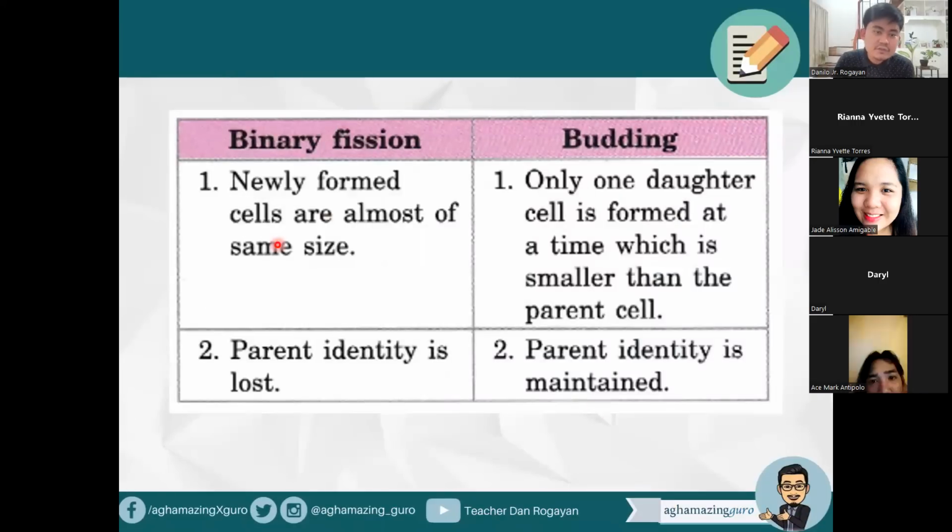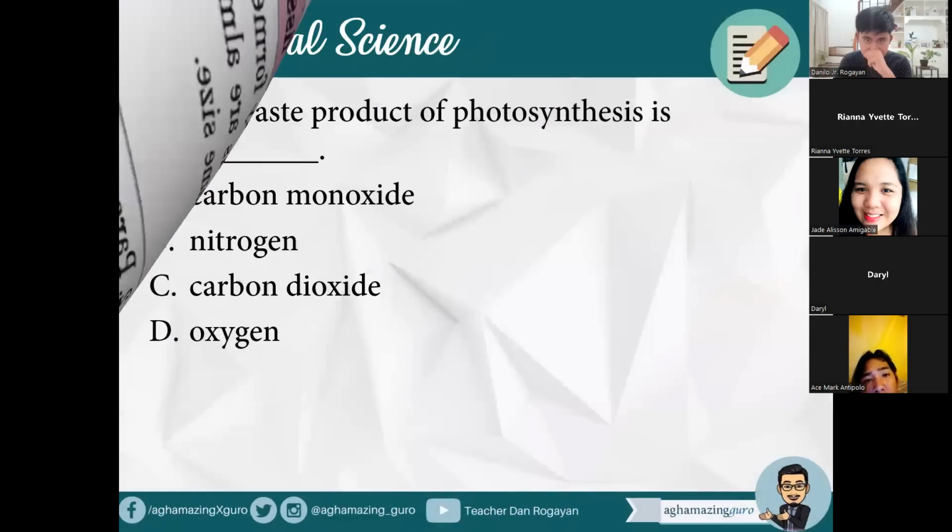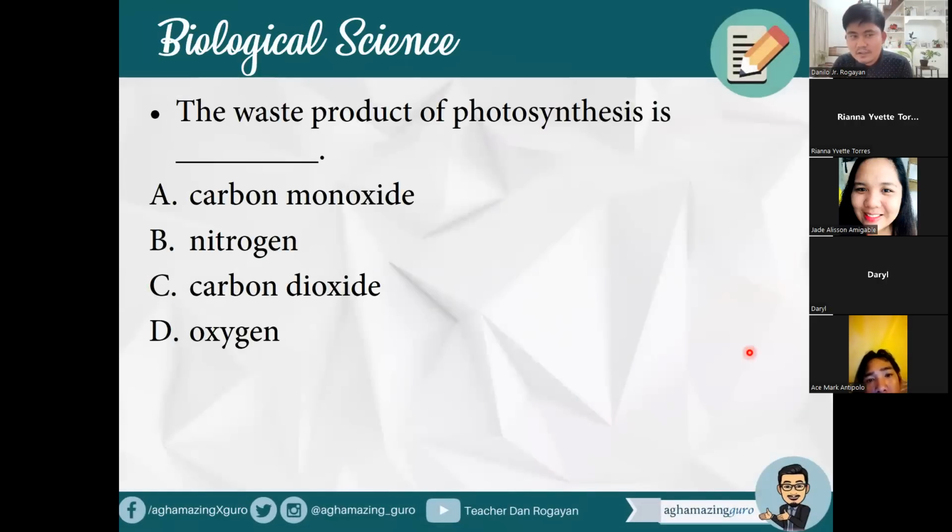So for binary fission, newly formed cells are almost of the same size, while budding only one daughter cell forms at a time, which is smaller than the parent cell. Okay? So for binary fission, parent identity is lost, while for budding, parent identity is maintained. Okay, so that's basically some distinguishing characteristics. Now let's go to the second question.